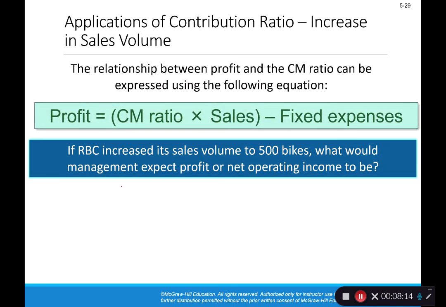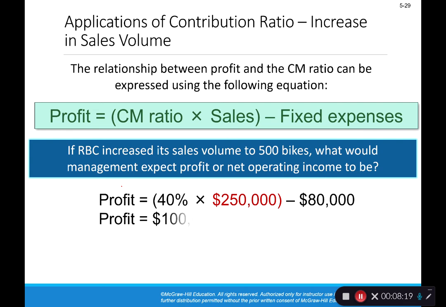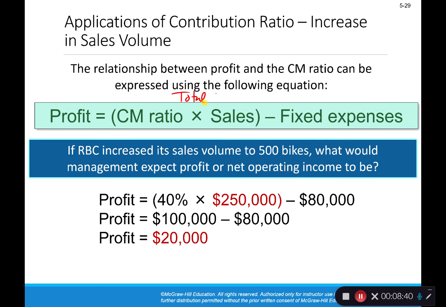So now what we're going to do is apply this concept that we just learned to various changes. The relationship between profit and the CM ratio can be expressed using the formula profit equals the CM ratio times sales minus fixed costs. So what that means is if we know a given sales level, we can figure out what profit is. All we have to do is take the sales times the CM ratio. That's going to give us total CM. And then if we take total CM minus fixed costs, that's how you get profit.